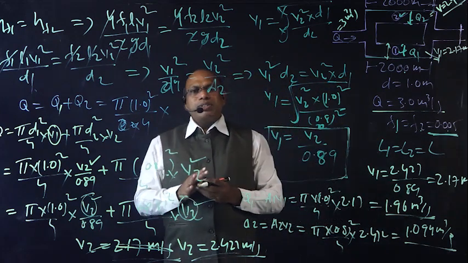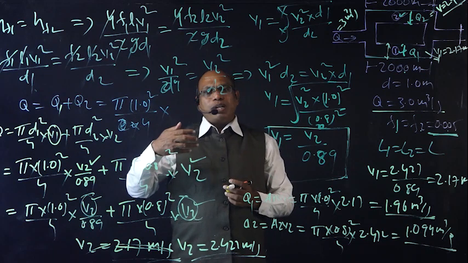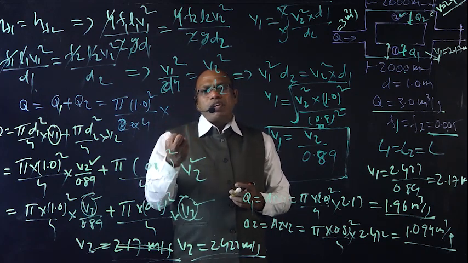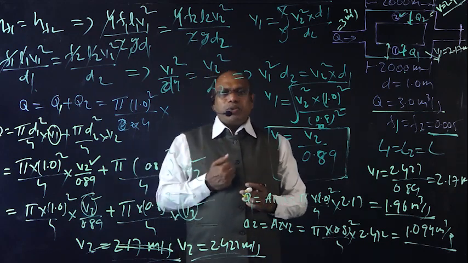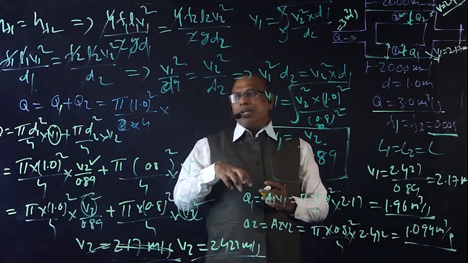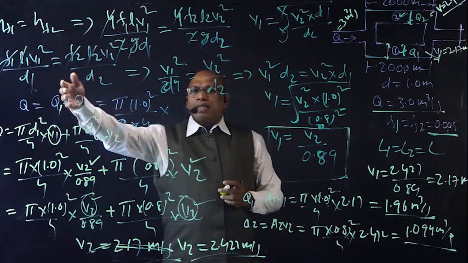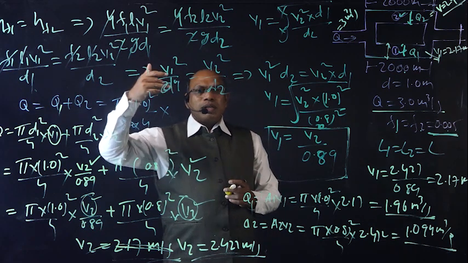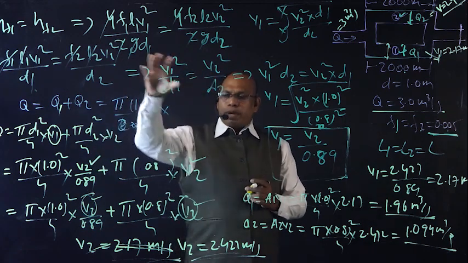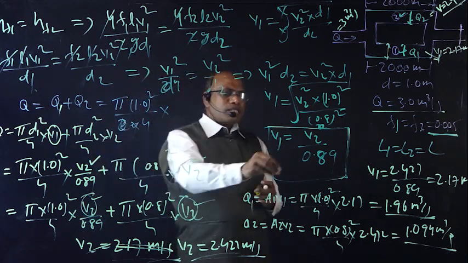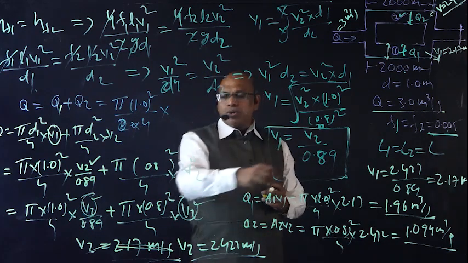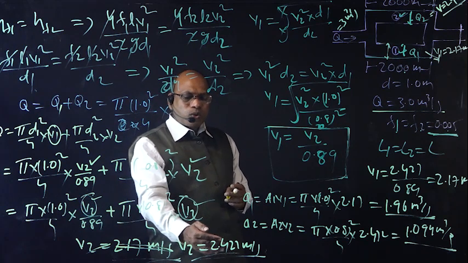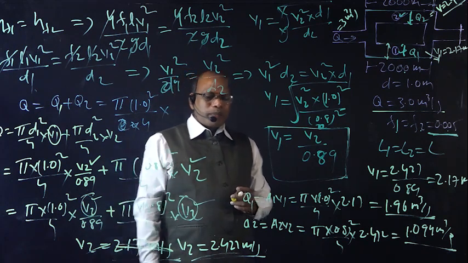In this problem, they asked what is the discharge from pipe 1 and what is the discharge from pipe 2. For the determination of the discharge, first we developed the relation between V1 and V2. Once we know that relation, by applying the parallel pipes statement, that is the head loss due to friction, HF1 is equal to HF2, we substitute the relation between velocity V1 and velocity V2 here. Finally, we have the velocity in pipeline 2 equal to 2.427 meter per second.